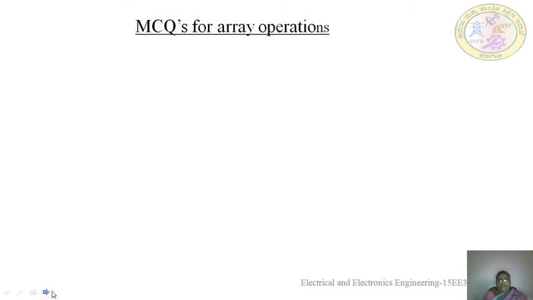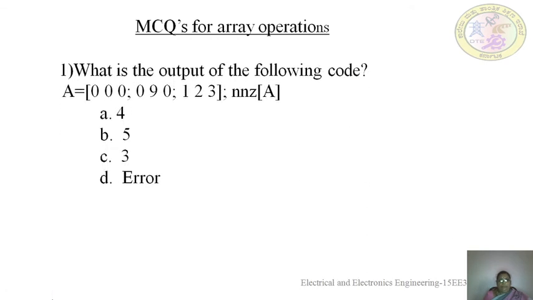Then after understanding all these, let us try to attempt these few questions. Let us know how much we have understood. What is the output of the following code? First question. A equals [0 0; 0 9 0; 1 2 3], NNZ(A). So this is going to give you an error.